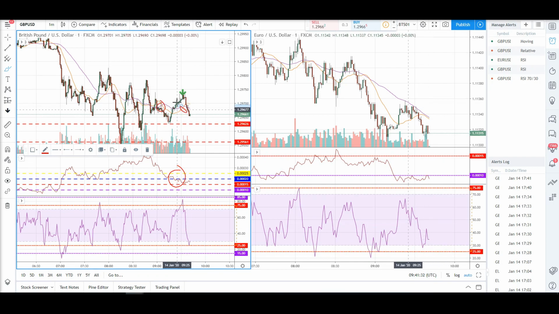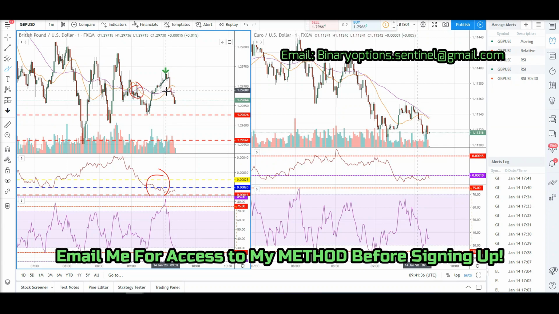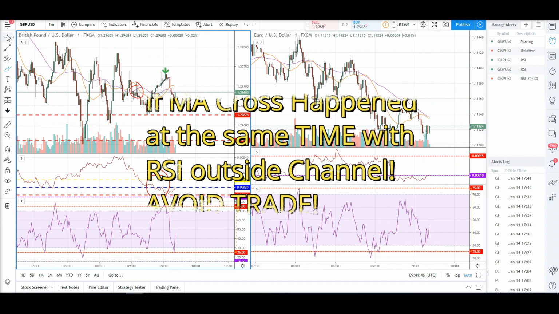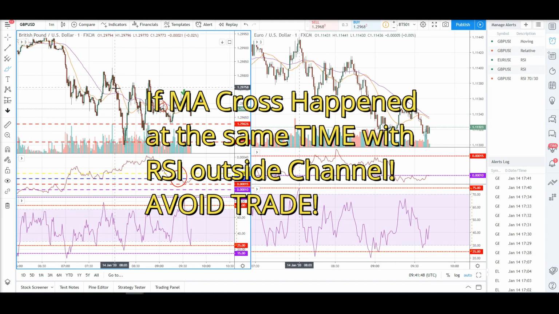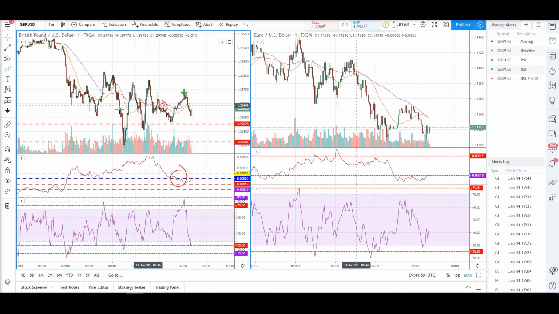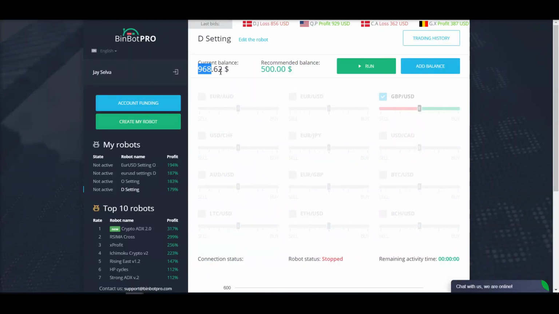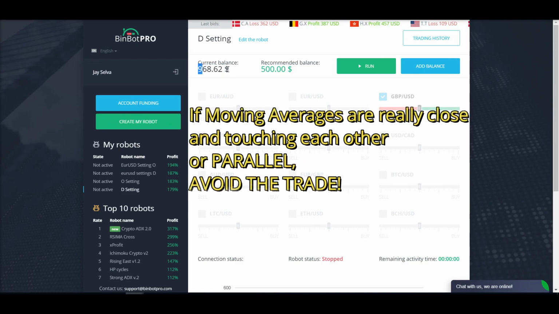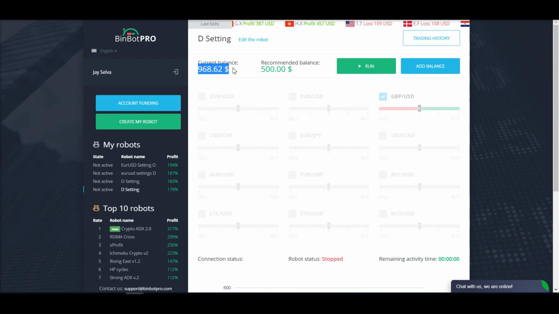All right, however, if at the moment of trading, where we wait for the RSI to go outside the channel, the moving averages cross at about the same time, please do not turn on the robot for the trade. Alright, so this is pretty much alright, because at the moment of robot activation, the moving averages were just converging. They're not yet touching each other, so if they are touching each other, please avoid the trade.